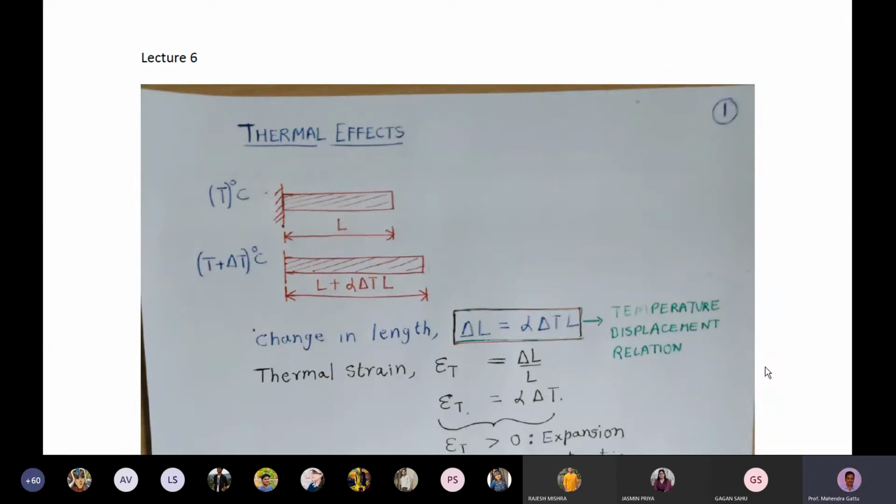Usually I make PPT slides, but I didn't have time to do them, so I wrote on a piece of paper, and I'll be explaining in today's class. We will discuss how change in temperature affects the behavior of materials.